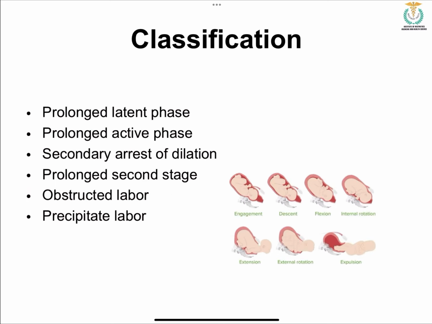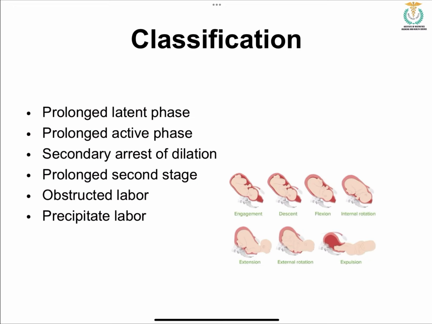Moving on to the classifications. You can see it's very important to know the clinical patterns. First one is prolonged latent phase. Here, long pre-active labor with slow onset, usually conservative management and analgesia, and admit the patient if exhaustion or dehydration. That is how we can manage the prolonged latent phase.